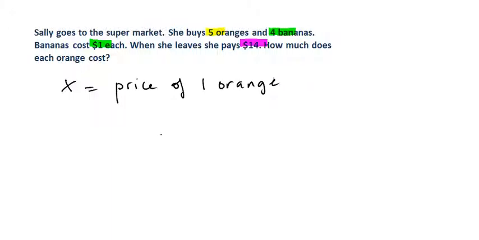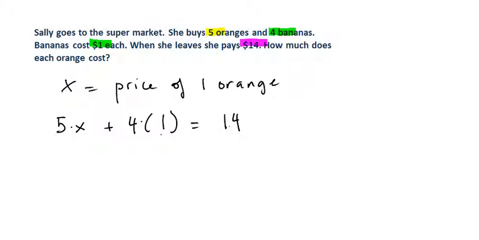So with our x, let's set up an equation. We know that 5 times x, because she bought 5 oranges, plus the 4 bananas, which cost $1 each, is going to be equal to the $14 she paid in total, right? Because if she buys 5 oranges at a certain price, plus 4 bananas at a certain price, she pays $14 in total.